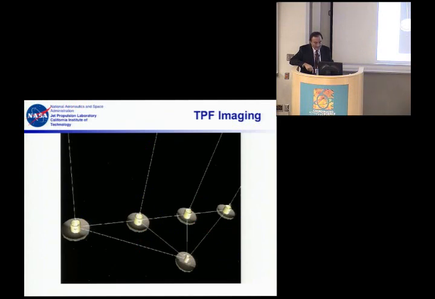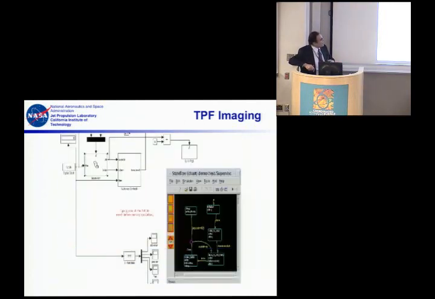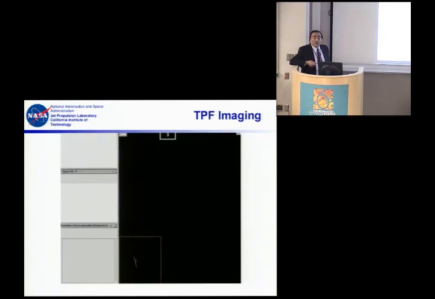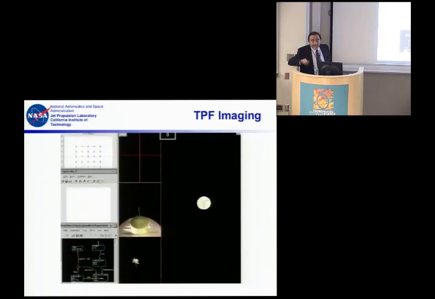Now, like everyone else, we're also using MATLAB. So this is a MATLAB simulation, but it takes a little time to process, as it is still being developed. As you know, the TPF orbit is a heliocentric orbit, about one astronomical unit, the size of Earth's.